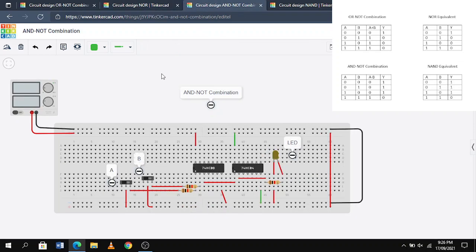So next I'm gonna go to my AND NOT combination circuit, which is similar to the OR NOT combination. We have the quad AND gate and another hex inverter, the NOT gate. So any output being reflected by this AND gate will be inverted when it passes through the NOT gate.